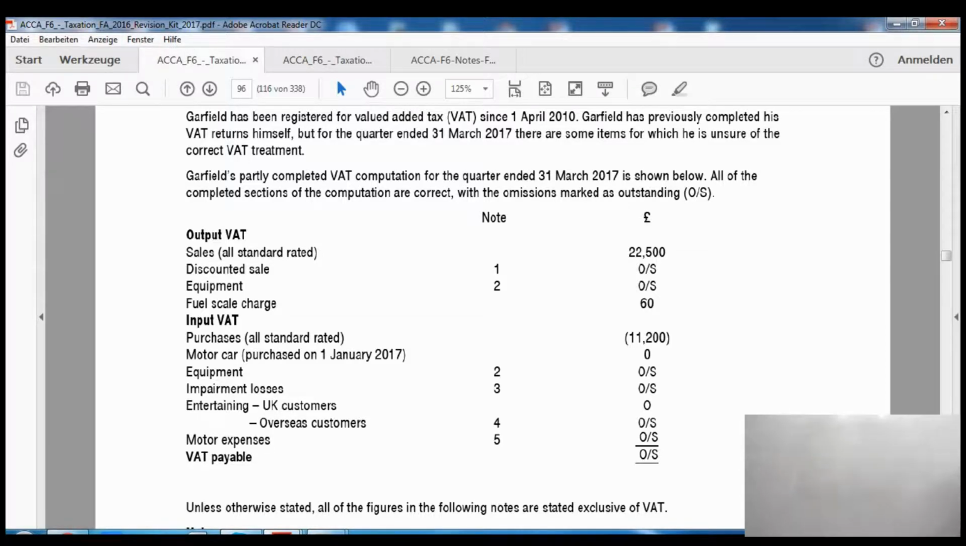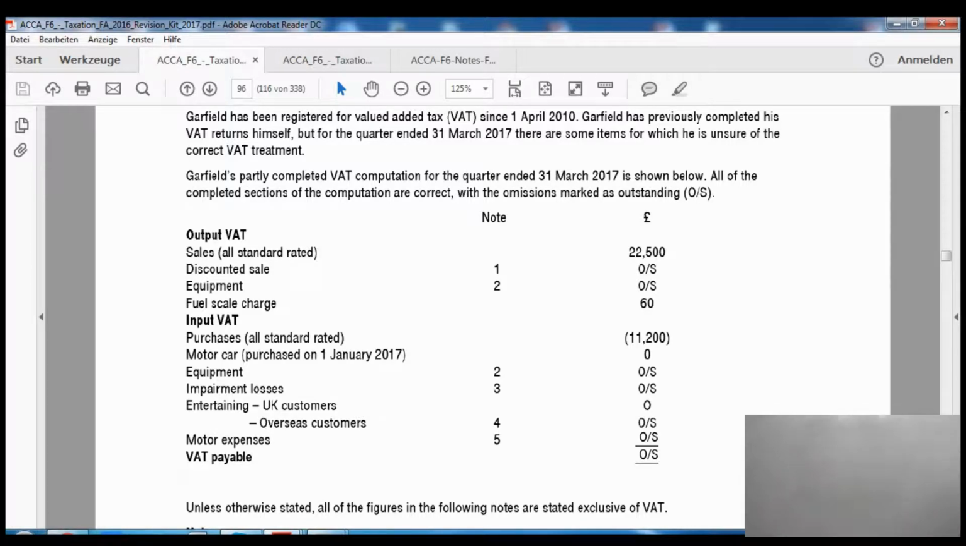And they are written as OS, outstanding. The information which is already there is correct, so you don't have to deal with it or worry about that. However, the information which says OS, outstanding, you have to deal with. Below that it says output VAT. Output VAT on the sales is already given to us, which is 22,500. So you don't have to worry about that.